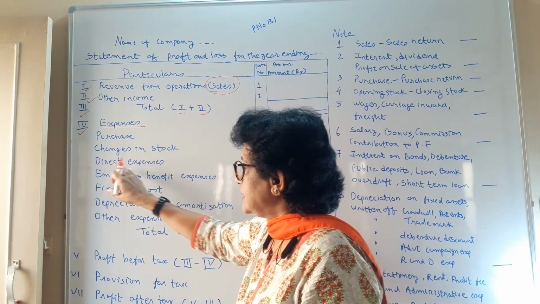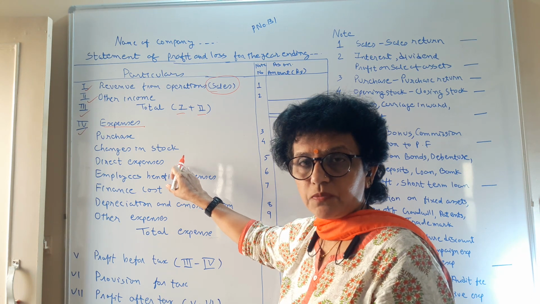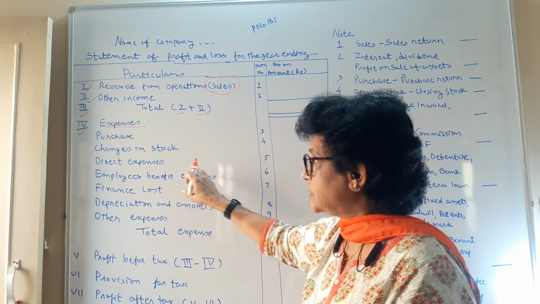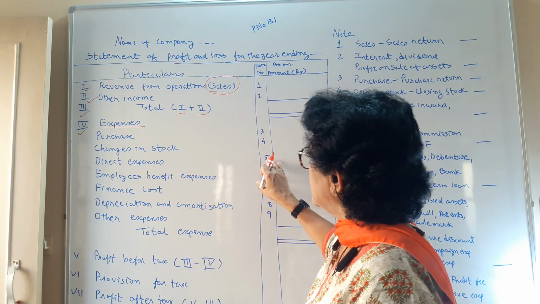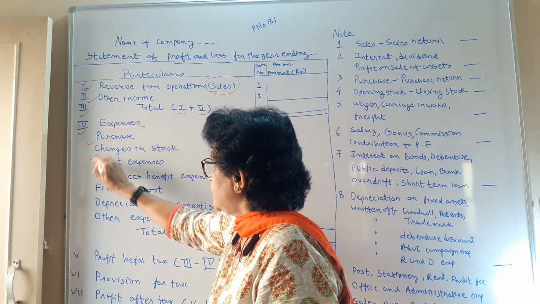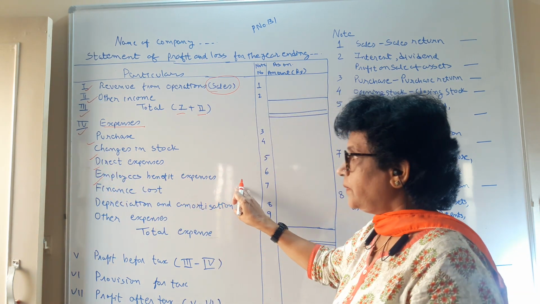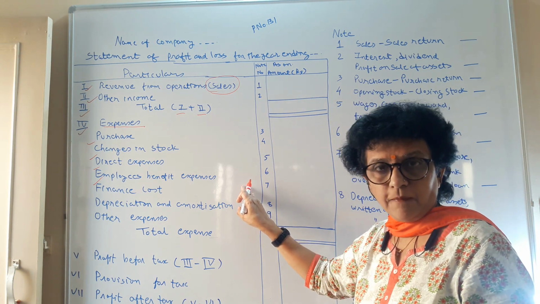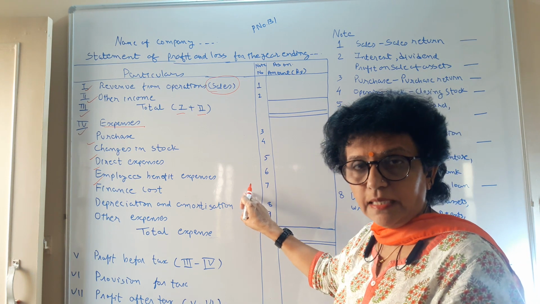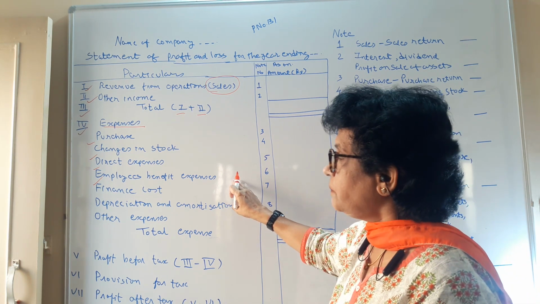Next is the direct expenses. The direct expense, like you have spent on the freight, you may have spent on the carriage inward and all. This will come in note number 5. The next is the employee benefit expense. For the employees, what you have spent, that is salary given, or a bonus given, or any share in the profit you have given to the employees, all will come here.